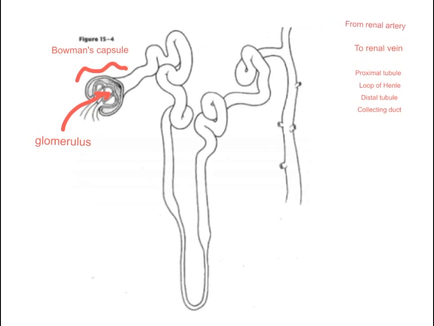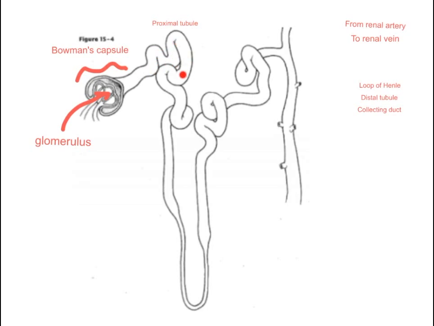We're not going to talk about the arteries and veins just yet. But let's take a look at this first part of the tube, the part that leaves the Bowman's capsule and snakes its way down through here. The first area is called the proximal tubule.